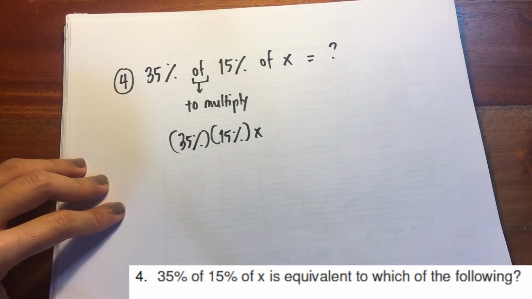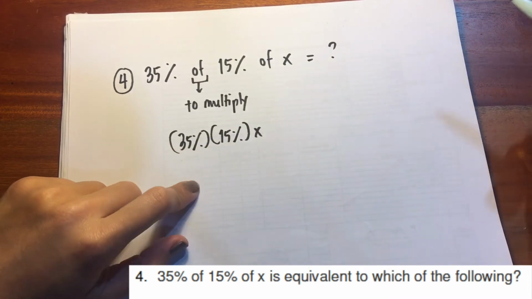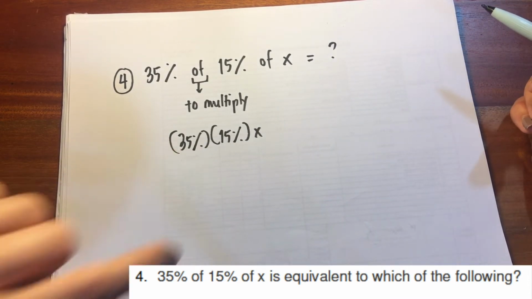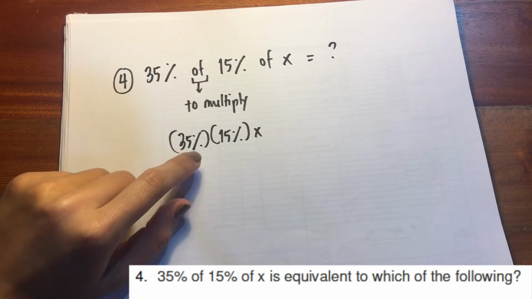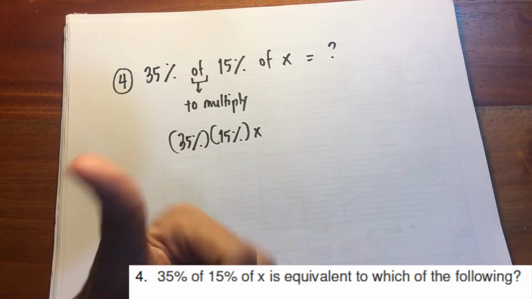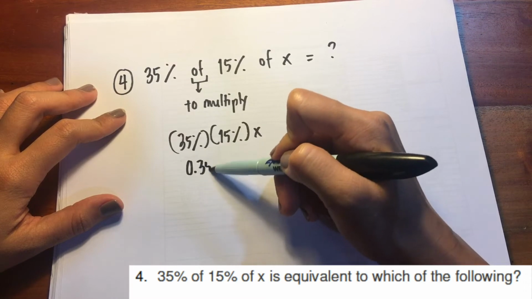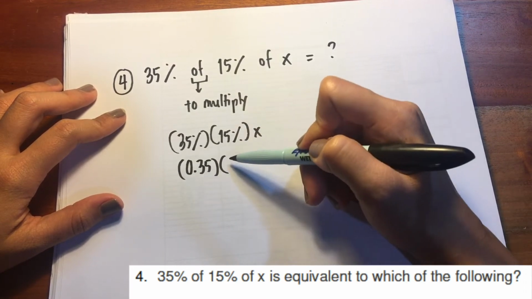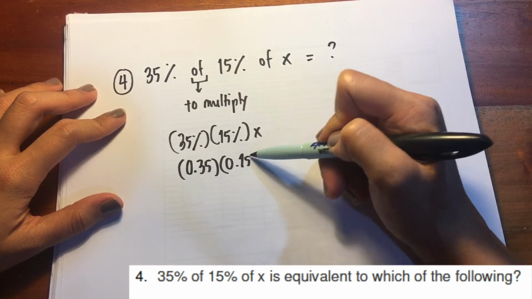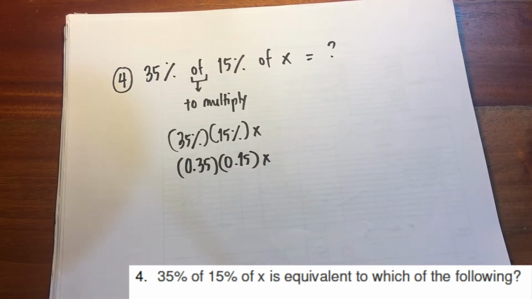of x. Okay, so first we need to convert to decimal number. So in order to do that, we're either gonna divide it by 100 or simply move the decimal point 2 units to your left. Okay, so 35 becomes 0.35. For 15% it becomes 0.15 times x. Okay, again, let's practice our arithmetic.